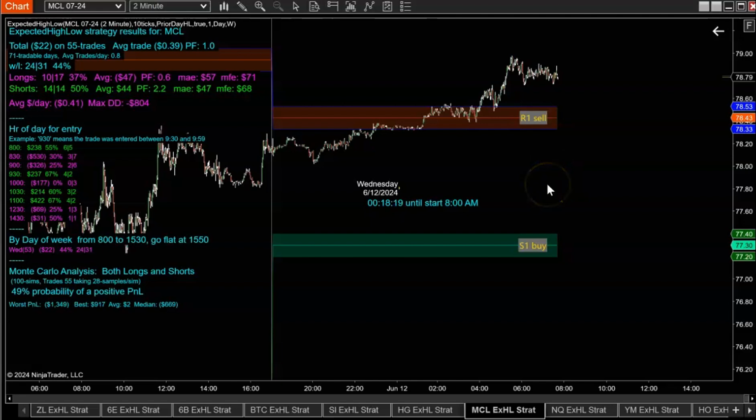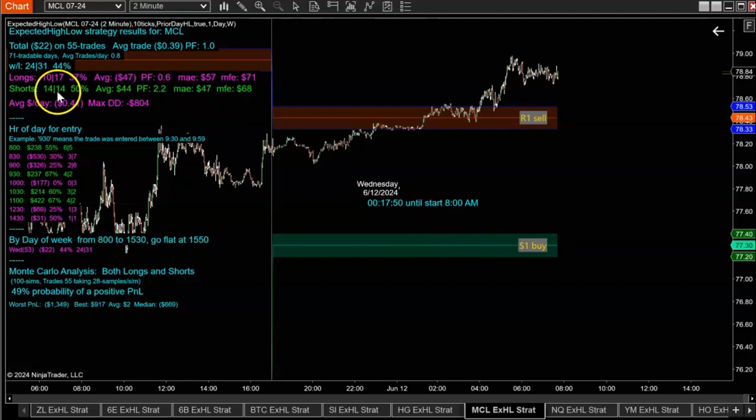So let's take a look and see how profitable those signals are. We're taking a look at Wednesdays here. And Wednesdays for the MCL, when you go long at S1, when you buy at S1, it's actually a very bad proposition. We win 37% of the time. So conversely, we're winning 63% of the time if we go short at S1. So that's what that's telling us.